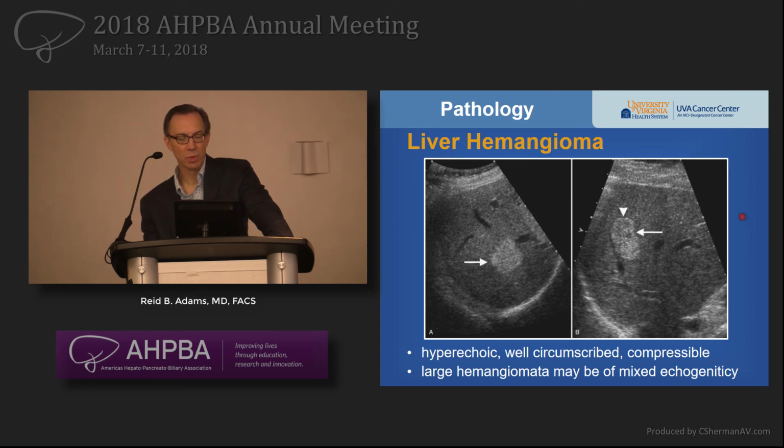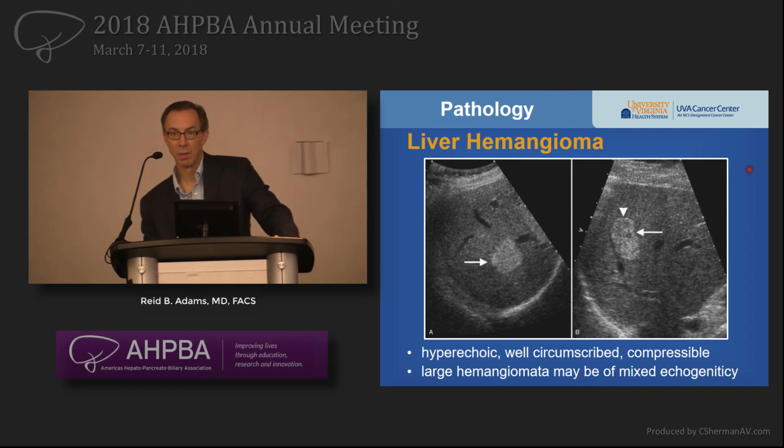Liver hemangioma is also a common finding. These tend to be hyperechoic. They're very well circumscribed, and when they're small, they're compressible. So if you do compression on one of these lesions and it disappears, that's a typical finding of a hemangioma. If you have a very large hemangioma, they do not have this typical characteristic of well-circumscribed, homogeneous, hyperechoic.